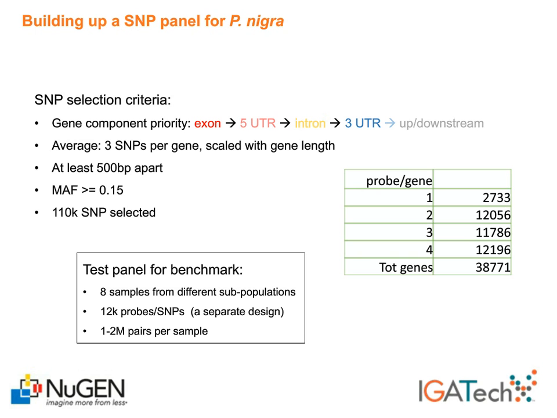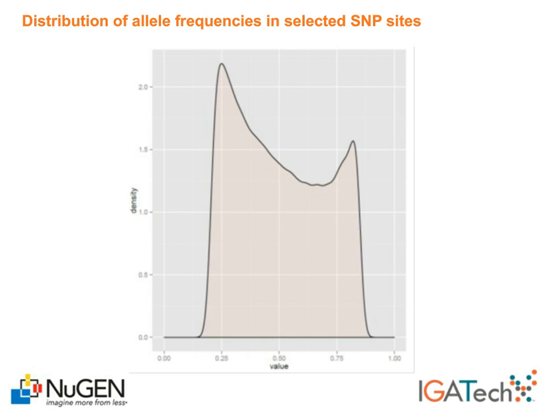We started by synthesizing a first test panel of 12,000 probes, which was assayed on 8 samples, producing some 1 to 2 million pairs per sample. This plot shows the distribution of allele frequencies as we did select from the low-pass sequencing data that we had in our hands. So just keep in mind this profile.